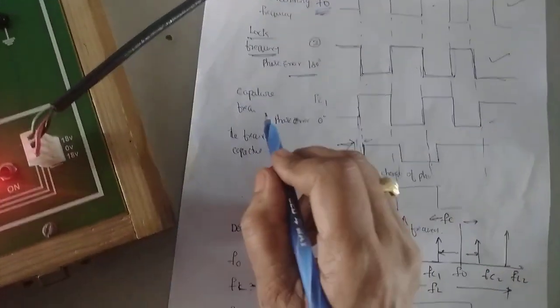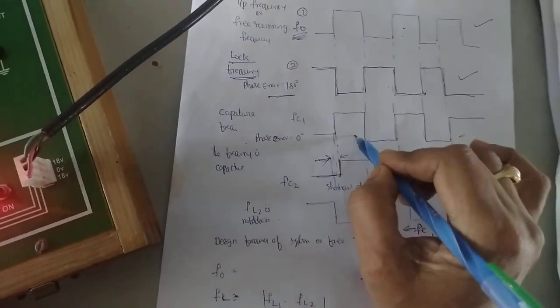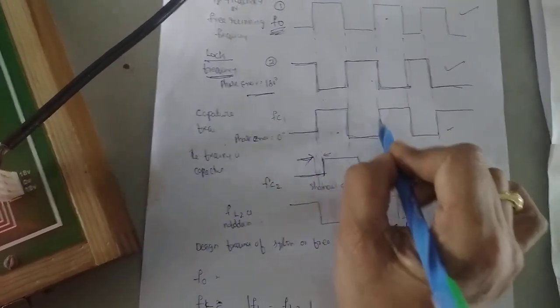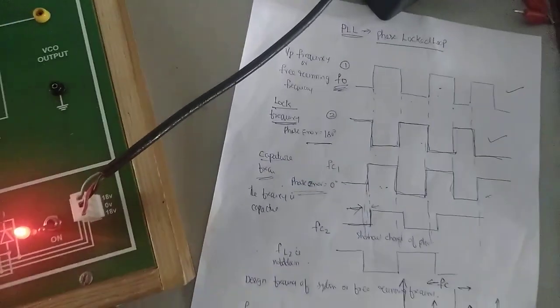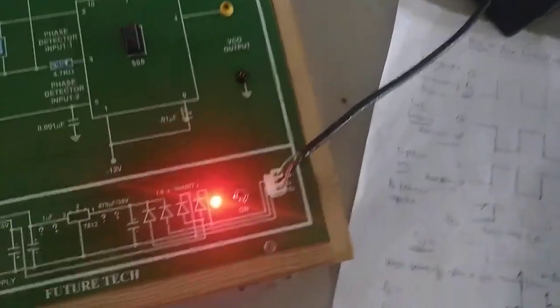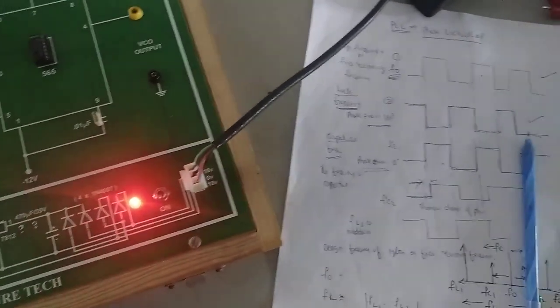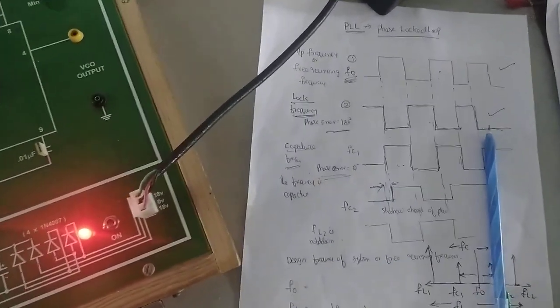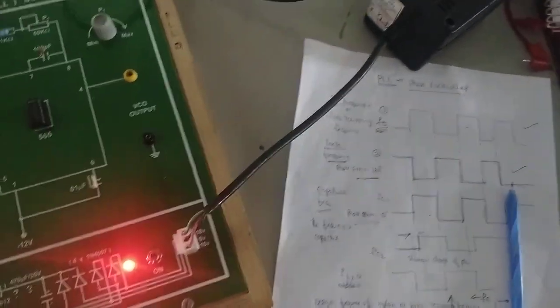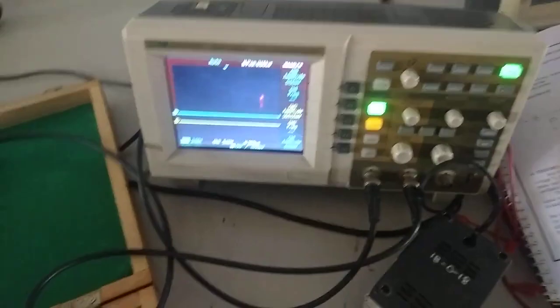Now the capture frequency. When the free running frequency is in phase with the input signal frequency, the phase error is minimum, zero. That we call the capture frequency. In this PLL experiment we have to identify three terms: the free running frequency, the capture range, and the lock range. You have to observe them through waveforms on a DSO.